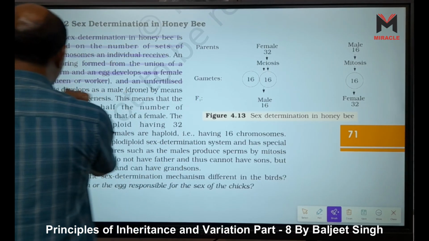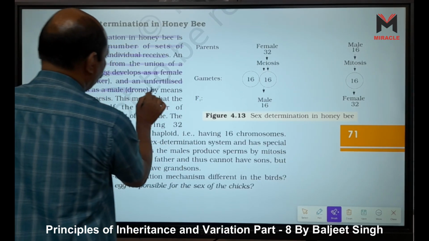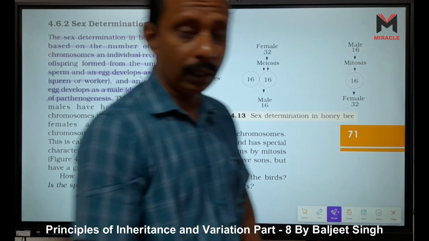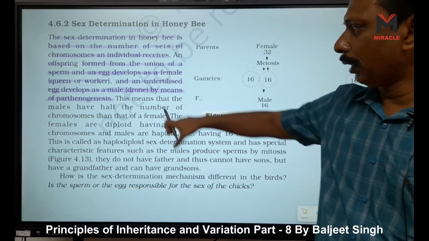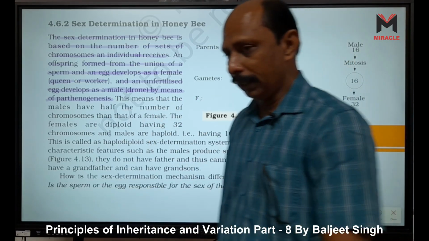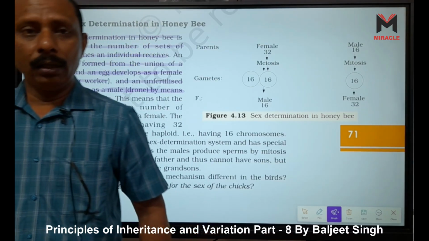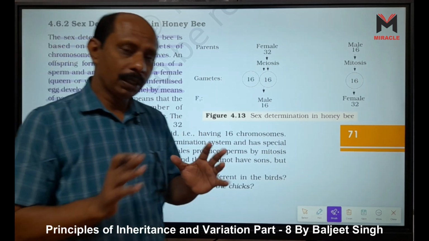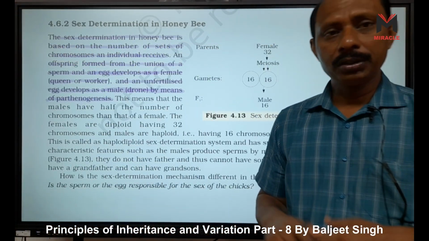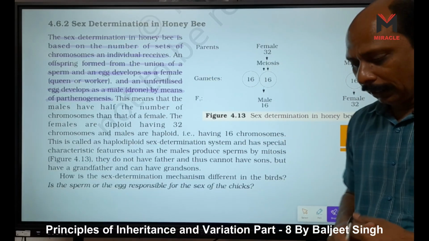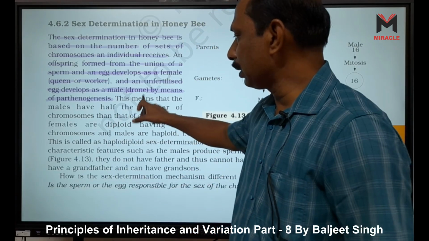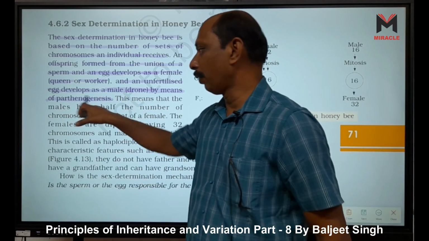And an unfertilized egg, which is not fertilized, develops into a male, or drone, by means of parthenogenesis. Because here fusion is absent. And we know when we read the botany section, what did we read? Parthenocarpy, a fruit which is developed without fertilization. That seedless fruit is called a parthenocarpic fruit, right? And this process here is called parthenogenesis. Here also, these males develop without fertilization. That's why this process is called parthenogenesis, right?